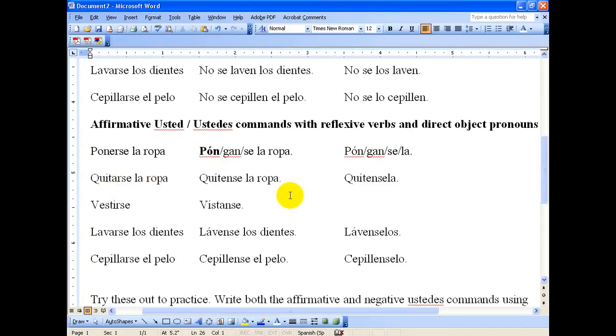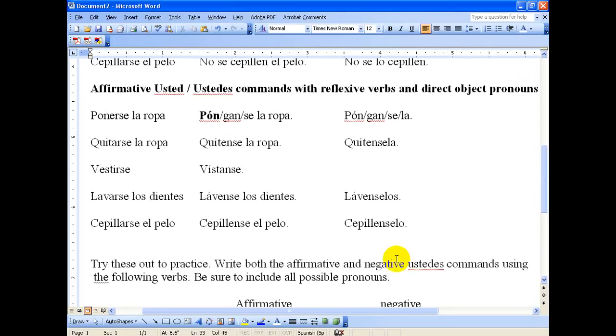Quitarse la ropa, so take off the clothing. Quítense la ropa, quítense la. Notice that there's an accent mark there over the I. Same kind of rules as this right here. Vestirse, vístanse. There is an accent mark over the I right there. Lavarse los dientes is going to be lávense los dientes or lávenselos. And brush your hair, cepíense el pelo, cepíenselo. Notice the accent mark again over the I right there as well.